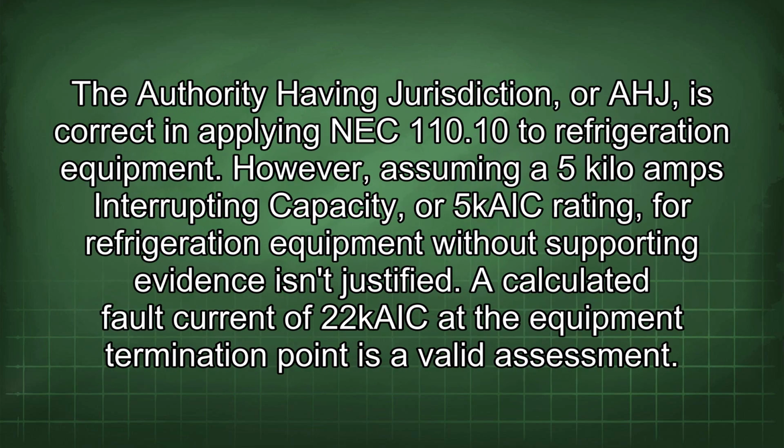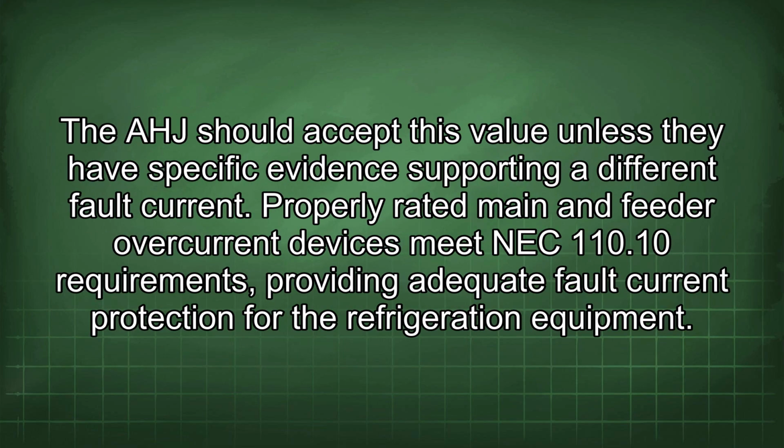The authority having jurisdiction, or AHA, is correct in applying NEC 110.10 to refrigeration equipment. However, assuming a 5 kA interrupting capacity, or 5 KIC rating, for refrigeration equipment without supporting evidence isn't justified. A calculated fault current of 22 KIC at the equipment termination point is a valid assessment. The AHA should accept this value unless they have specific evidence supporting a different fault current.